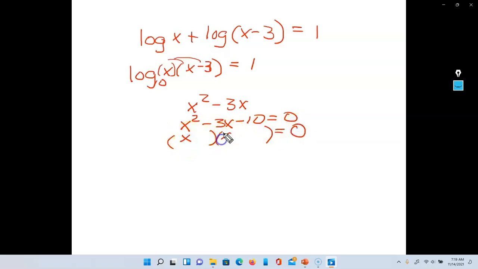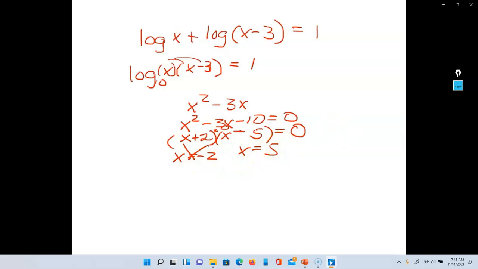So x, 5, 2. We need a minus here and a plus there. Equate each of the factors to 0. Here x equals a negative 2. Here x equals 5. Now keep in mind that if x were a negative 2, that would make this log part not a real number. So we exclude x equals negative 2, and our answer is x equals 5.